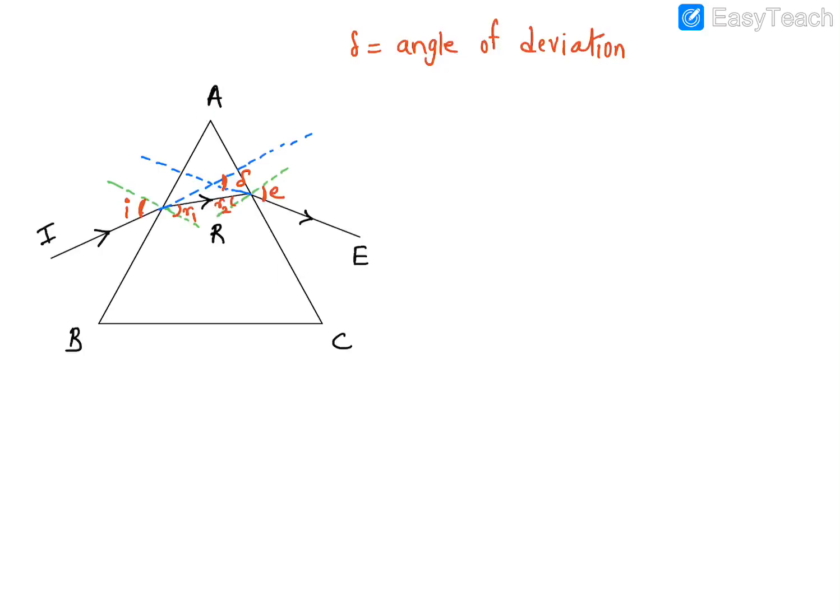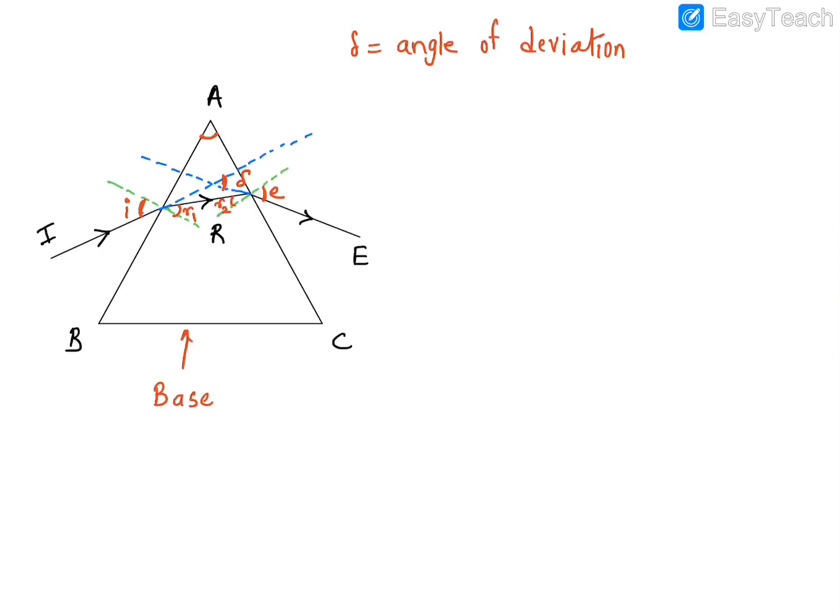And as you remember, this is called what? Angle of prism. That's called the angle of prism. What would be BC called? Base of a prism. And AB and AC are what? Refracting surfaces.